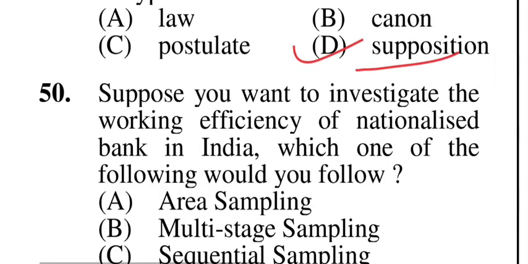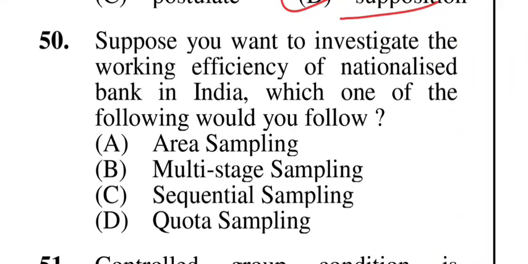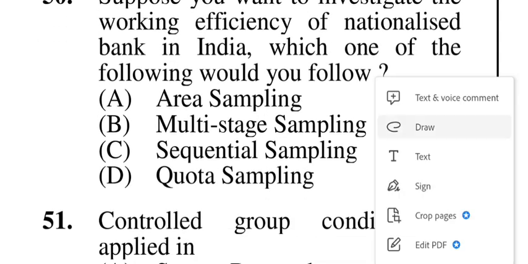Got it? Number 50, it says, suppose you want to investigate the working efficiency of nationalized banks in India. Which one of the following should you follow? Area sampling, multi-stage sampling, sequential sampling, quota sampling. What will you do? 50. If I want to investigate the working efficiency of nationalized banks in India, then I have to choose multi-stage sampling. Number B, multi-stage sampling.